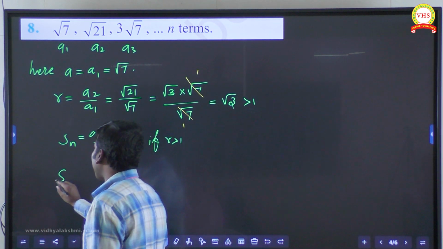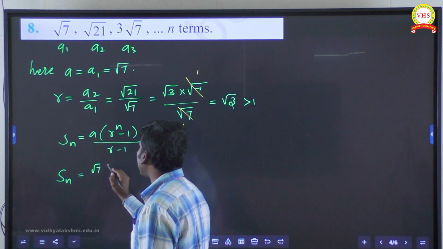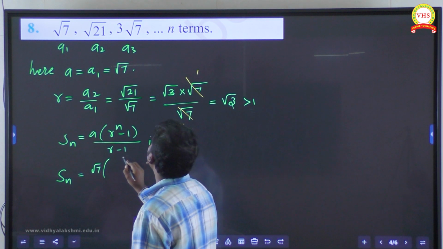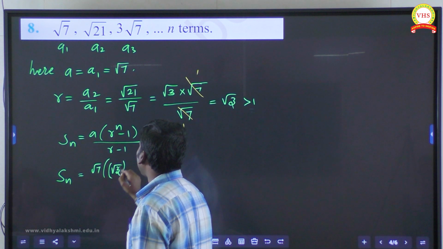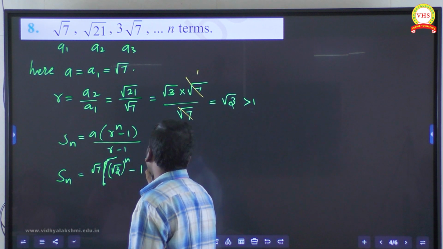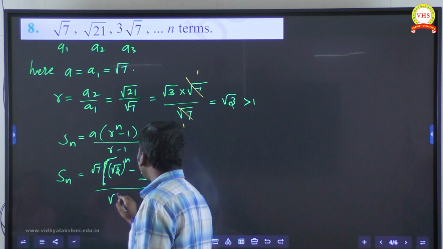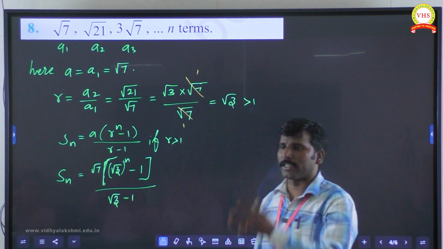Now I'm going n value, n only. A value what they said? Root 7. So square root of 7 into R value what they said? Root 3. Root 3 whole power n, then this bracket I'm changing now, minus 1, whole divided by root 3 minus 1. That's it. You can stop your answer here itself.